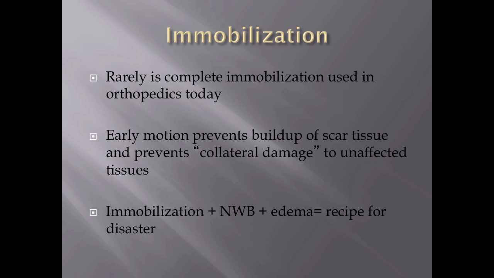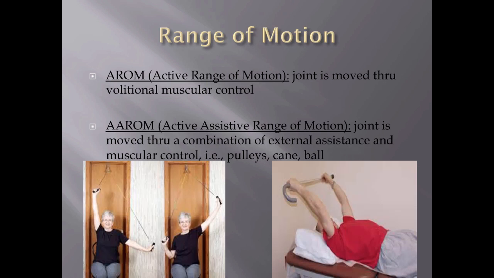So early motion prevents the buildup of scar tissue, prevents the damage, prevents collateral damage to the unaffected tissues, especially we're thinking articular cartilage there. And then if you take immobilization and you add the edema with weight bearing, now you've got big time problems. So if you have someone such as a tib-fib fracture that had surgery, they're non-weight bearing, and they've got a lot of swelling or a lot of edema, you really got to get those people moving as quickly as you can to ward that off and to get rid of that edema as quickly as we can.